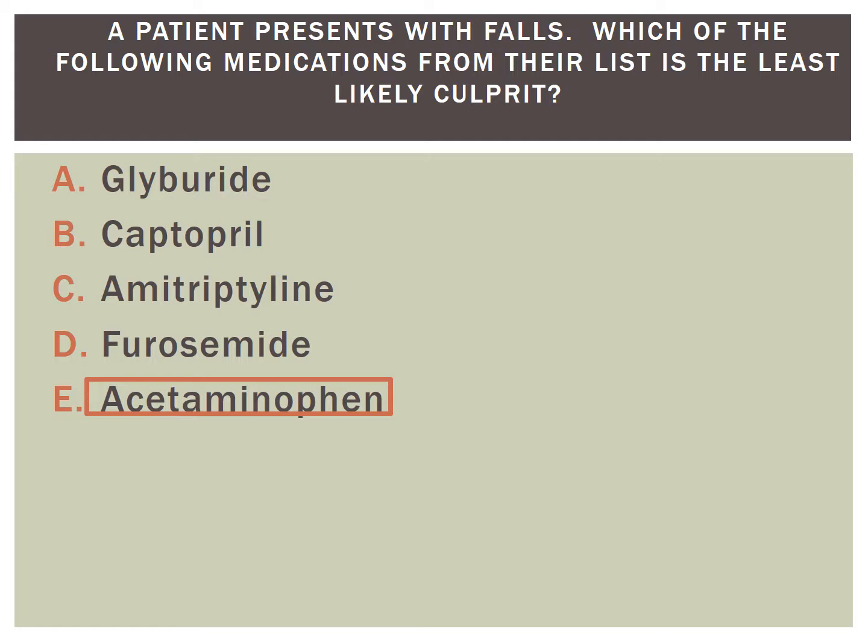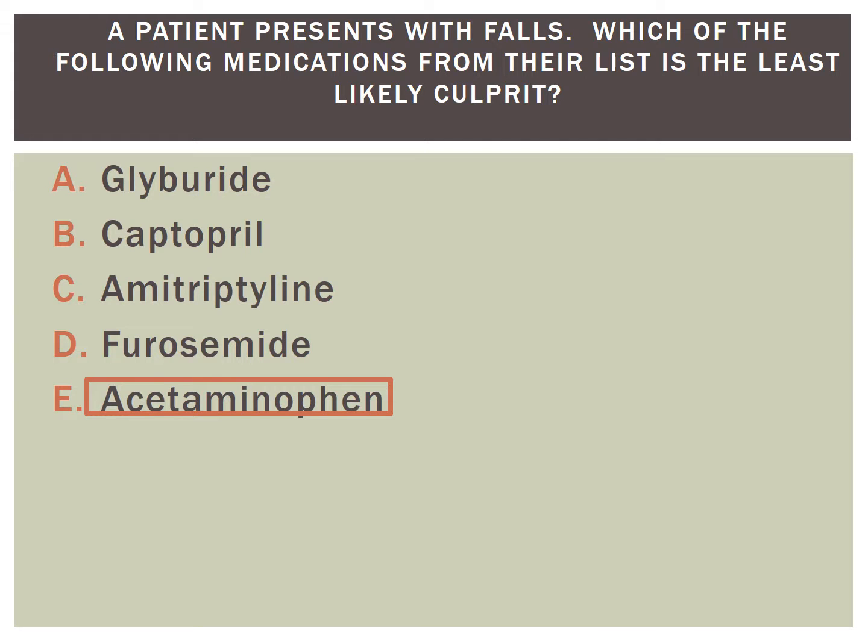Glyburide can cause hypoglycemia, which can cause a fall. Captopril can lower blood pressure. Amitriptyline has anticholinergic effects. Furosemide can also cause a decrease in blood pressure, electrolyte abnormalities, or some urinary incontinence, all of which could contribute to a fall.